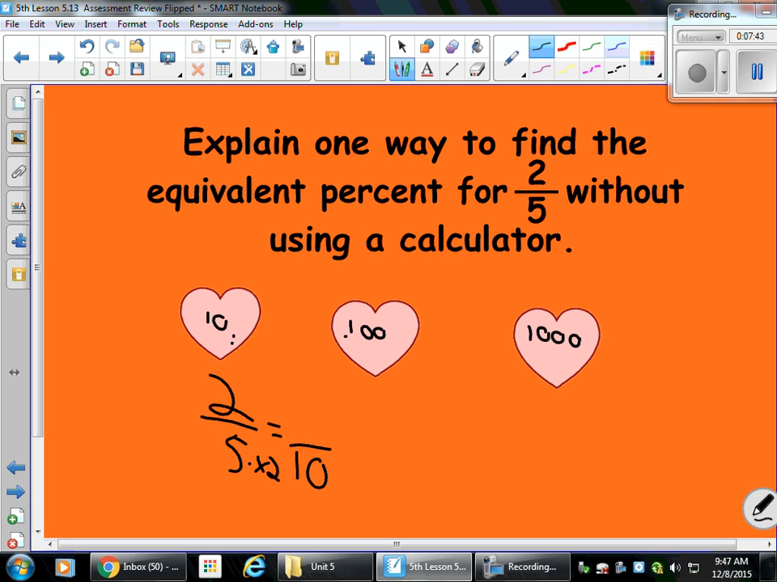Going times 2 gives me 4/10. Well, I know 4/10 as a decimal is 0.4. If I'm changing it into a percent, I have to add the 0 here because I have to go into the hundredths place, which equals 40%. Simple and easy. A lot of you are going to try going 2 divided by 5, which is way too much work. Let's just keep it simple.